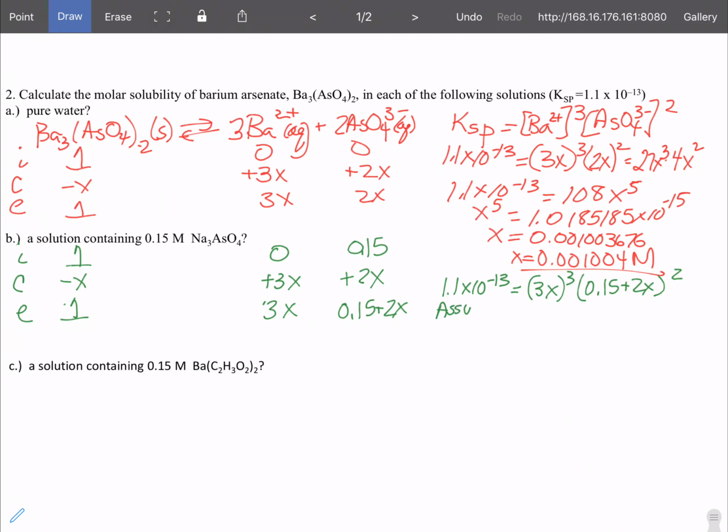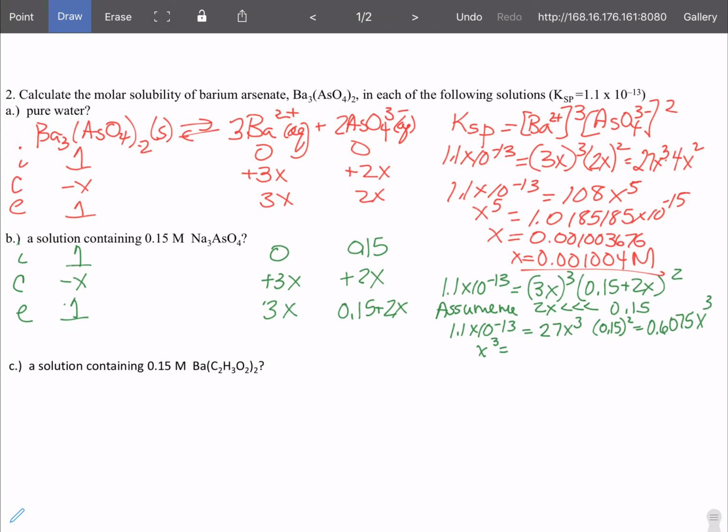So we're going to assume that 2x is much, much, much less than 0.15, which, looking at the value previously, which is 0.001, it's not going to be bigger than that, so it's going to be much less. So we're going to get 1.1 times 10 to the minus 13th is equal to 27x cubed times 0.15 squared, which is equal to 0.6075 x to the 3rd.